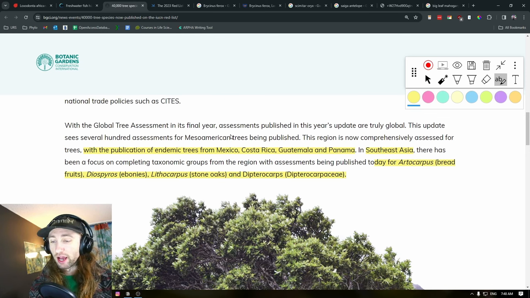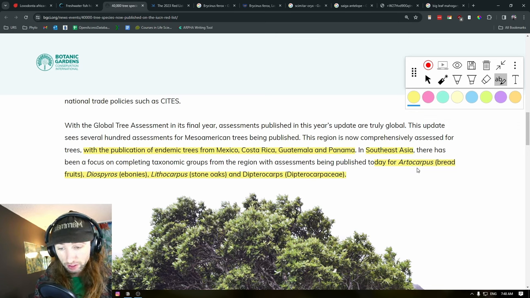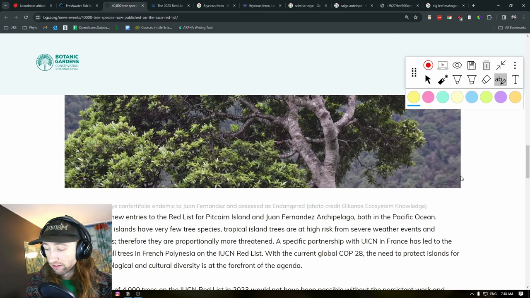So they now have the comprehensive assessments for endemic trees in Mexico, Costa Rica, Guatemala, and Panama. In Southeast Asia, there's been a focus on completing taxonomic groups with Artocarpus, the breadfruits, Diospyros, the ebonies, Lithocarpus, the stone oaks, and Dipterocarps of Dipterocarpaceae. So all you tree nerds, I'm sure you are loving this because this is a massive, massive update.